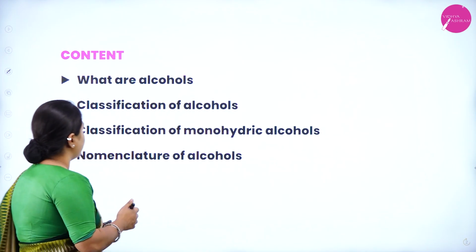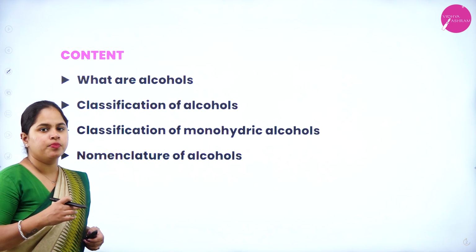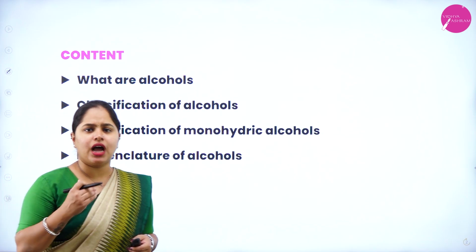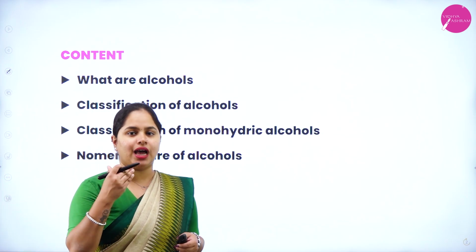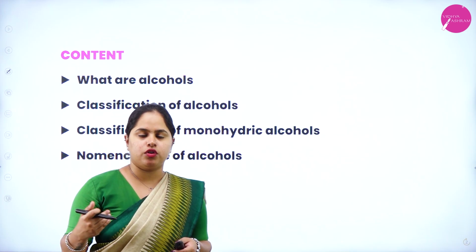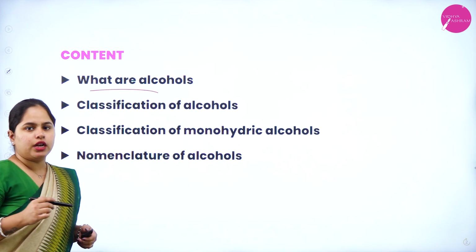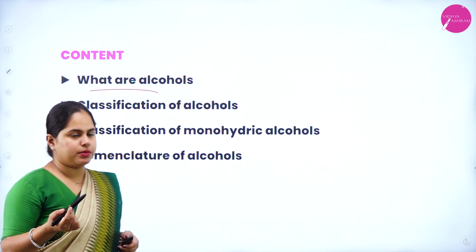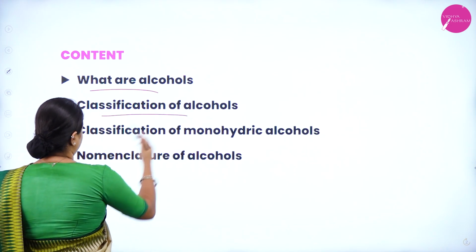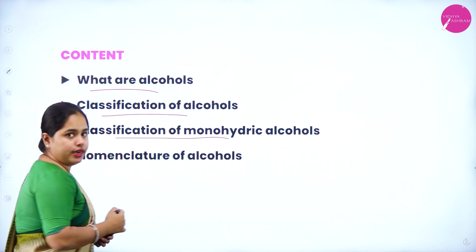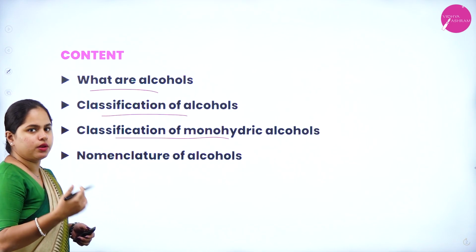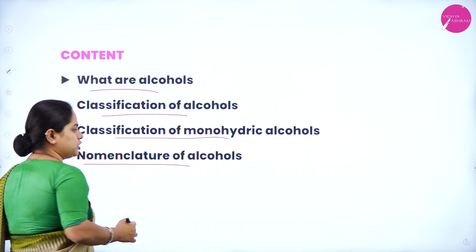In today's session, we are going to start with alcohols. The chapter has alcohols, phenols and ethers. We'll complete alcohols first, then we'll move on to phenols, then ethers. So what are alcohols? We'll study an introduction to alcohols. After that, classification of alcohols, classification of monohydric alcohols. We'll discuss what monohydric alcohols are, as well as the nomenclature of alcohols.